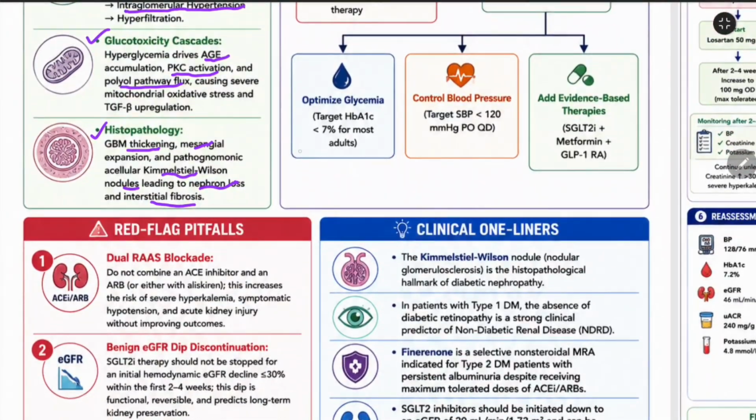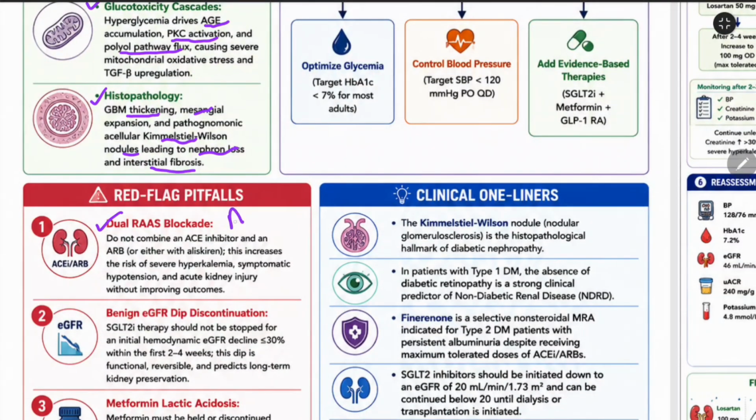Then red flags. Dual RAS blockade you should not do: ARBs, ACE inhibitors, and aliskiren. Of these three, don't start any two drugs at a time, meaning at any time. That is very dangerous. It can precipitate severe hyperkalemia, hypotension, or even AKI.